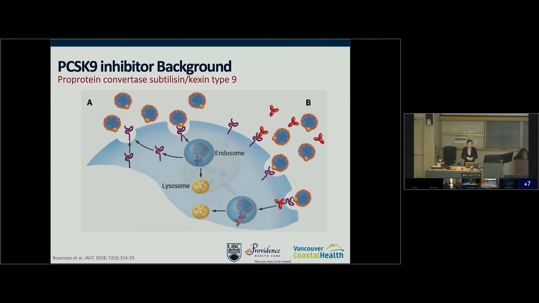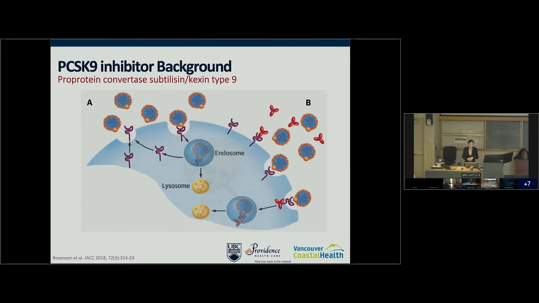So the PCSK9 inhibitor story began basically back when they found a genetic group of people with no or very little PCSK9 molecules, and they found that these patients were very, very low in their LDL and had a very low rate of MACE. And so they started developing PCSK9 inhibitors to see if we can replicate that situation. And I'll just run through what PCSK9 inhibitors do.